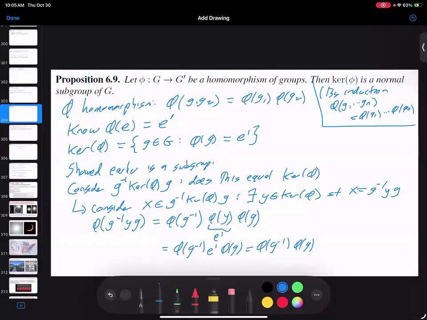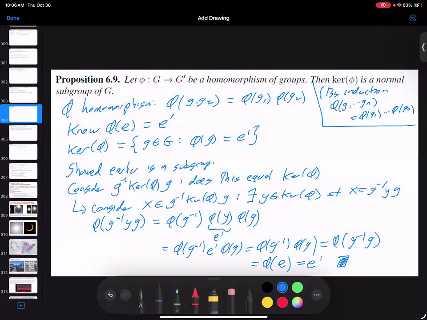I'm trying to show that G inverse YG is in the kernel of phi. I'm trying to show that it gets sent to the identity. I need to compute what this quantity is. What do we know about phi of G inverse phi of G? What does that equal? E prime. But how did you get that? What's the next step? Phi of G inverse times G, and that's phi of E, which is E prime, and that finishes the proof.